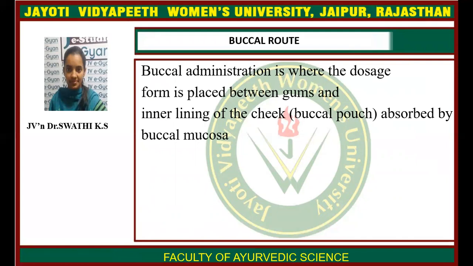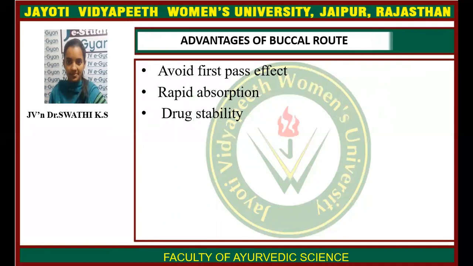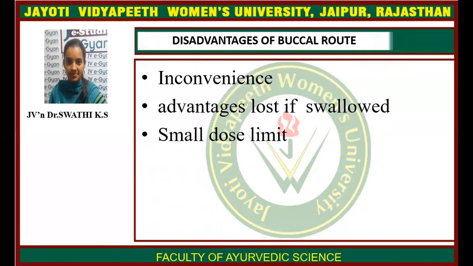The next is the buccal route. Buccal administration is where the dosage form is placed between the gums and the inner lining of the cheek, that is the buccal pouch, and absorbed by the buccal mucosa. The advantages of this route are that the first pass effect will not be there, absorption is rapid, and drug stability is good. The disadvantages of this route are that it is inconvenient and the advantages are lost if swallowed. Here the drug we are giving should not be swallowed, and only a small dose can be given.